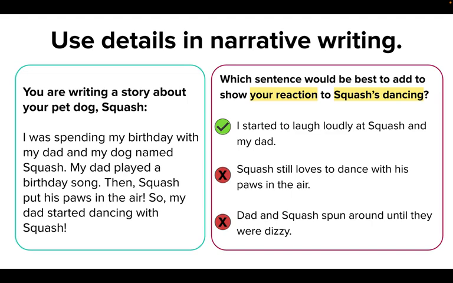That's right. A is the best to add because it shows the narrator's reaction to Squash's dancing, while B and C describe Squash and the narrator's dad. As you practice, remember that the best details will help make a story more interesting.